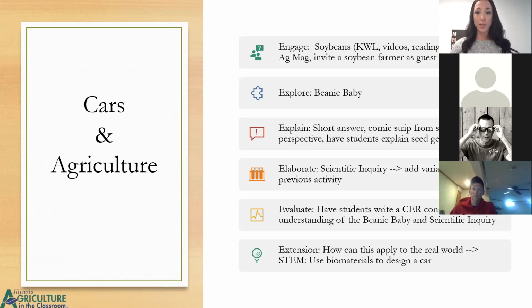So with soybeans, we're looking at Beanie Baby, that same seed germination, invite a soybean farmer in, get them understanding soybeans, look at diagrams, all of that kind of stuff. Your exploration activity could be Beanie Baby. You're explaining, short answer, comic strip. It's kind of fun. And actually, Kevin had somebody come up with a graphic novel kind of thing with a twist of the perspective of the soybean and how it takes to germinate. That could be a really fun way to get your students engaged and a way to explain what they understood from doing the Beanie Baby experiment.